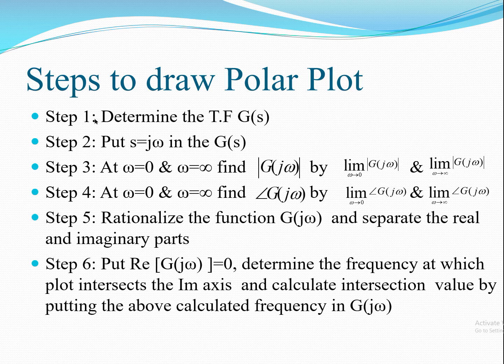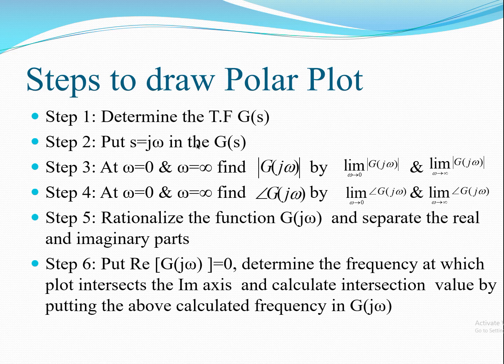The first step is to determine the transfer function G(s). Whatever the system is, we find the transfer function in the s domain. Now in step number 2, we put s equal to j omega, in whatever answer we have got.